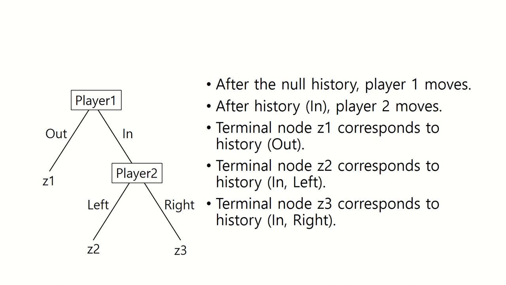Terminal node Z1 corresponds to history out. Terminal node Z2 corresponds to history in and left. And terminal node Z3 corresponds to history in and right. So there are three possible final states or final situations. And in each terminal node, the payoffs will be assigned. Okay, so this is an extensive game.